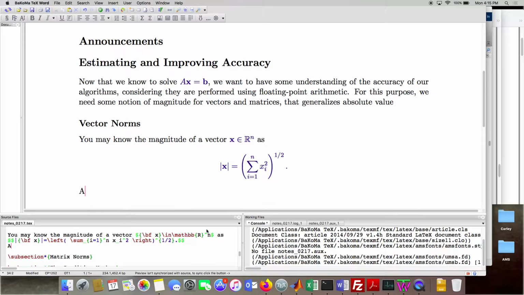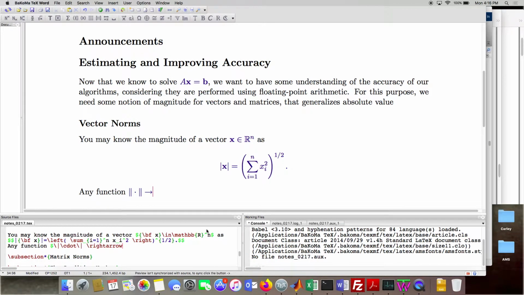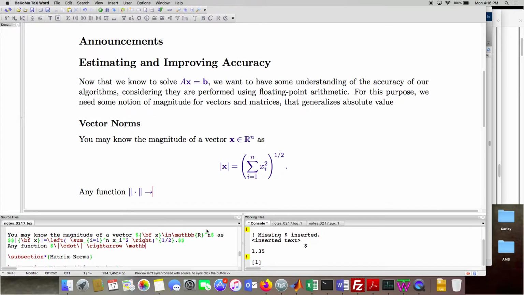Okay, so any function, and I'm going to use the double bars, just because it looks nicer.